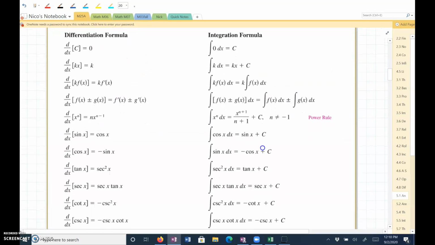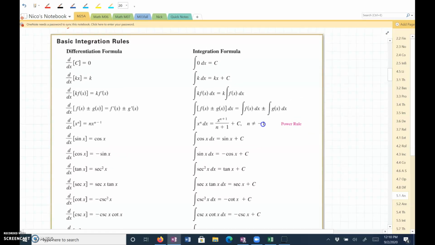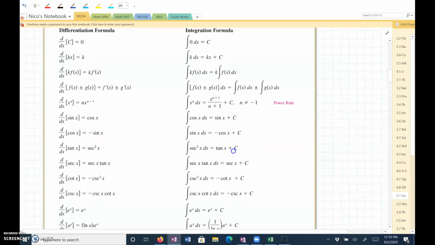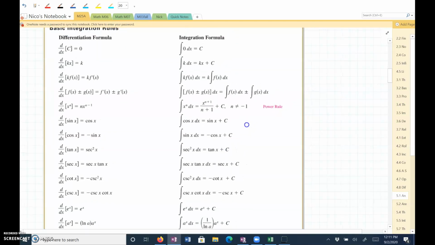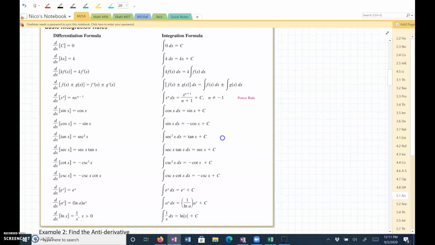Here are all of the basic rules for integration and differentiation. So I would pause this video, take a screenshot. You need to have all of these memorized.